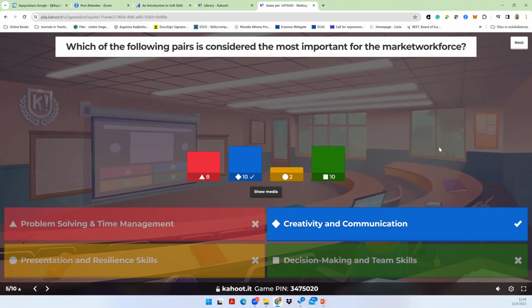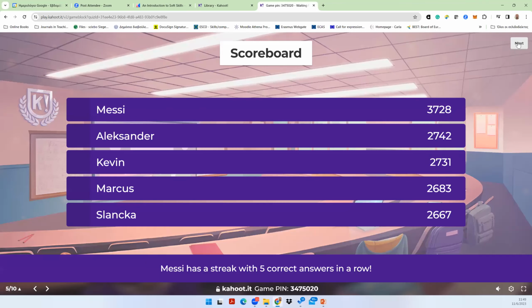As I mentioned to you, in order to be creative, in order to create, you need also the other soft skills that are here. But one answer should be the most important, according to the survey that McKinsey made.